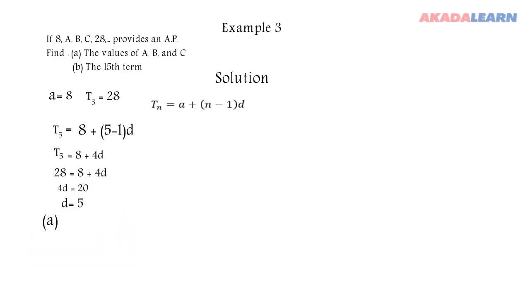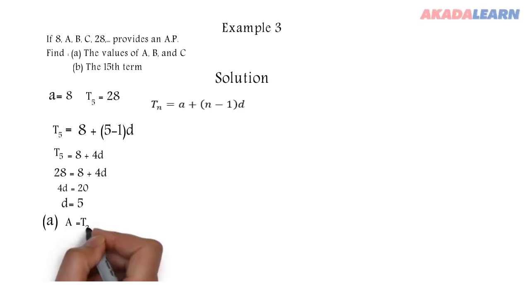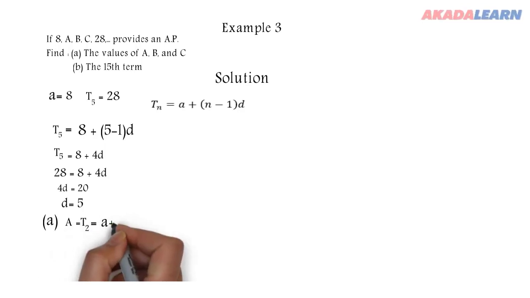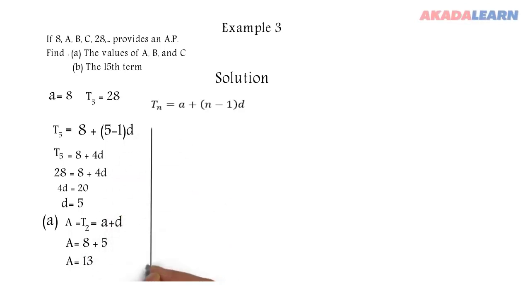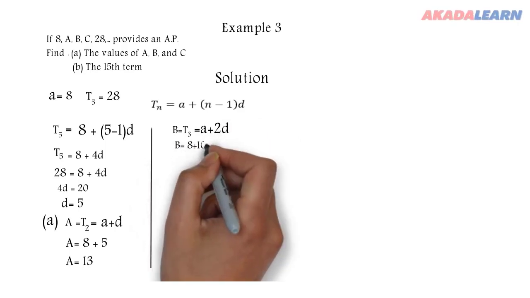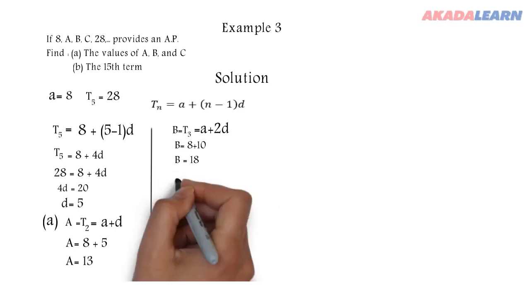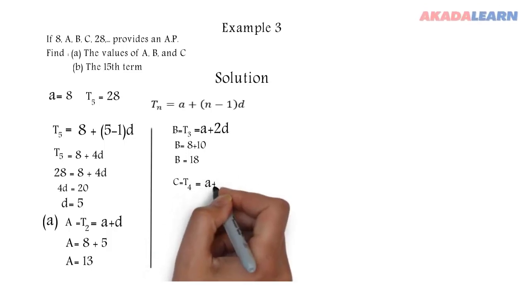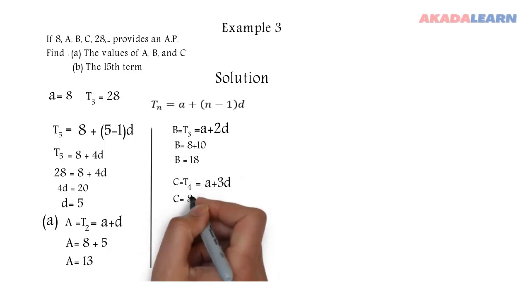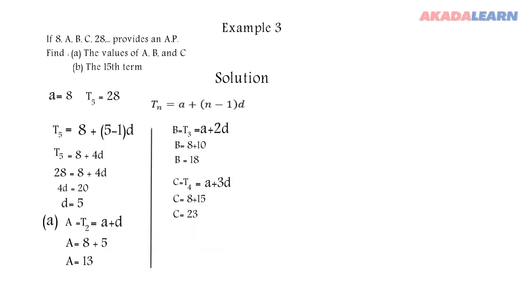Now, having gotten that, we can find out the values of a, b, and c. So a is the second term, which is T2, and it is equal to a plus d. We just put it in and simplify, and we get 13. Our b there is the third term, which is T3, and T3 is equal to a plus 2d. Remember, our d is 5 and 2d is 10. So 8 plus 10, which is 18. Our c is equal to T4, and T4 is equal to a plus 3d. So 3d is 3 times 5, which is 15. So I will simplify, our c is 23.